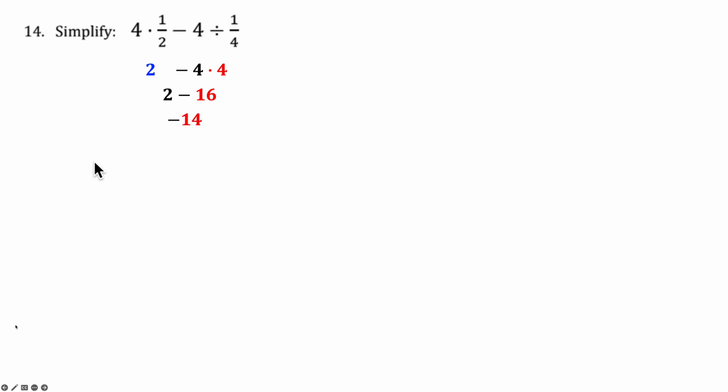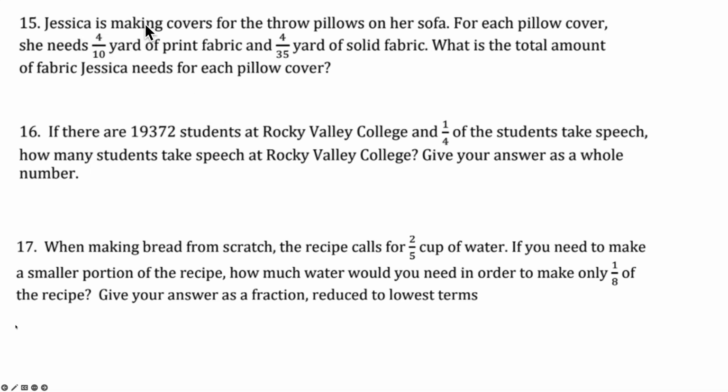All right, our word problems here. Jessica is making covers for the throw pillows on her sofa. For each pillow cover, she needs 4/10 yards of print fabric and 4/35 yards of solid fabric. What is the total amount of fabric Jessica needs for each pillow cover? Well, we have to add these two fractions together. However, notice that the first one can be reduced. And if you can reduce a fraction before you start working with it, very wise choice. So we need to go 2/5 plus 4 over 35.